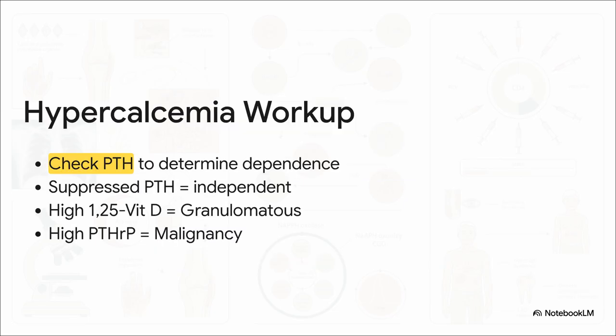Diagnostically, the absolute first thing you check is the parathyroid hormone level. If the PTH is suppressed, that points you away from the parathyroid entirely. From there, an elevated PTHrP screams malignancy. Think squamous cell, renal, breast, or ovarian cancers. But an elevated 1,25-dihydroxyvitamin D, that heavily suggests a granulomatous disease like sarcoidosis. What's happening is the activated macrophages inside those granulomas actually increase the conversion of vitamin D into its active form, which drives up calcium absorption.